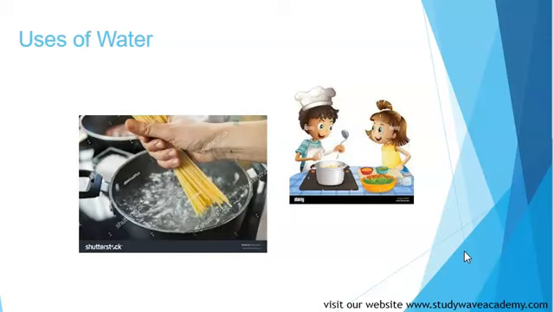Okay, what do we use water for next? We use water for cooking. When mommy cooks our food, she uses water. When mommy makes noodles for us, she uses water. When she makes rice for us, she uses water. When mommy is making our spag, she uses water. So water is used for cooking.